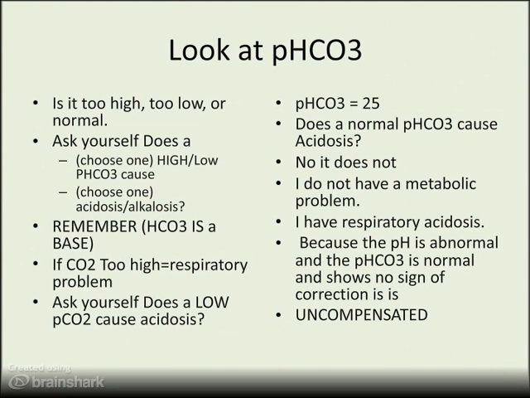The next step is to look at the bicarbonate and determine if it is too high, too low, or normal. You're going to do exactly the same thing, only this time you're going to substitute bicarbonate for CO2. You're going to ask yourself, does a high or low bicarbonate cause either acidosis or alkalosis? Things to remember is that bicarb is a base. In our example, we have a bicarbonate of 25, and that's normal. So does a normal bicarbonate cause acidosis? No, it doesn't. So you don't have a metabolic problem. You have a respiratory problem, and it's respiratory acidosis. Because the pH is abnormal and the bicarb is normal, there's no sign of correction. So this is uncompensated.